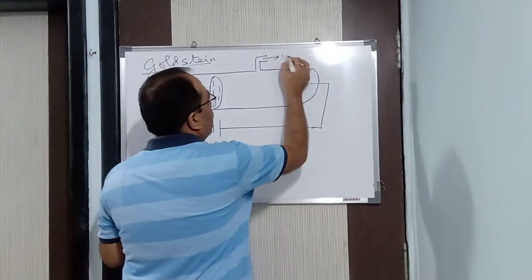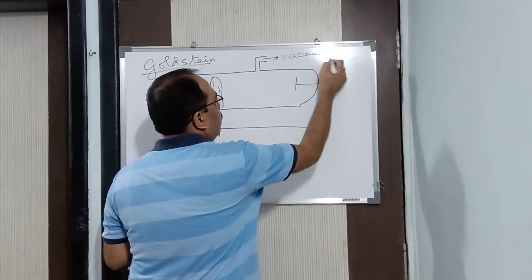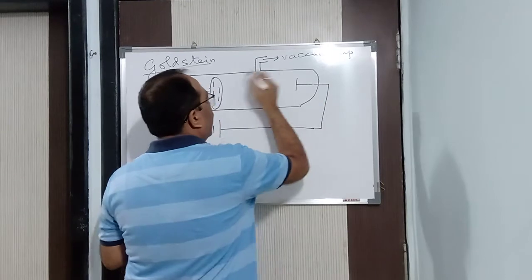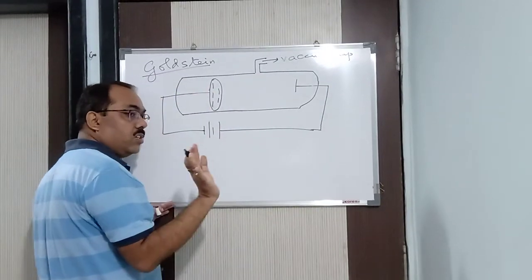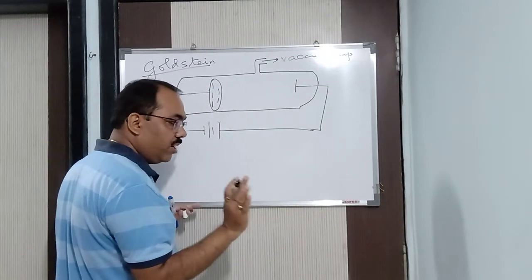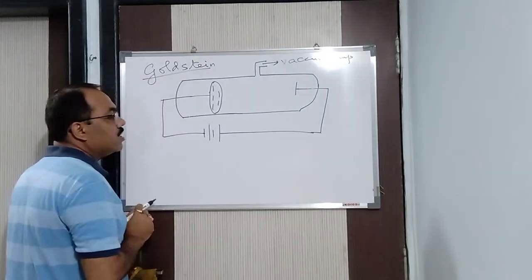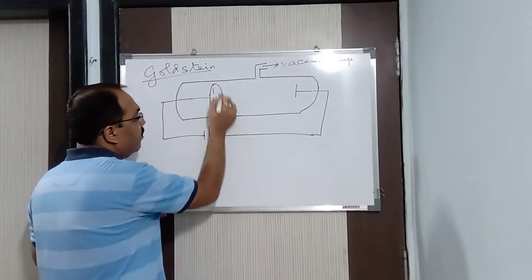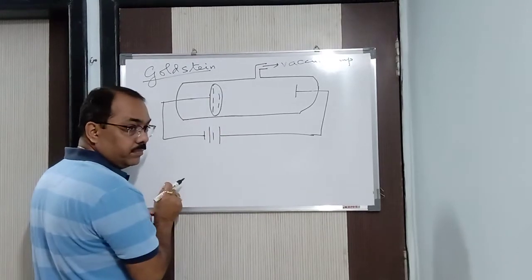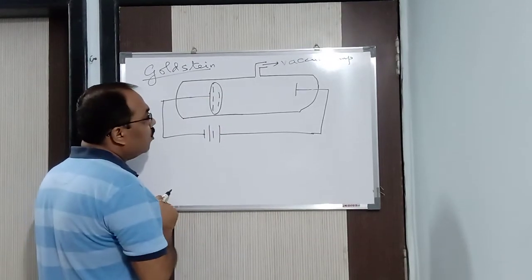And the same thing, it is connected to a vacuum pump. Got it? I will be taking a gas in it which is at low pressure, very very low pressure, 0.001 millimeter of mercury. The gas will be present in it, same setup. The only difference is that we have taken a perforated cathode here. That's it. Now, what will you find?